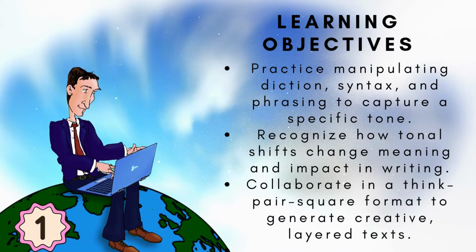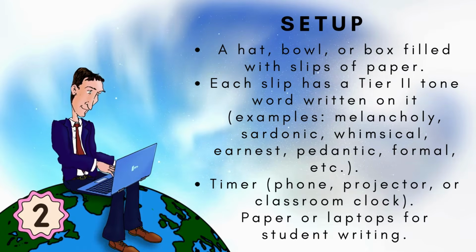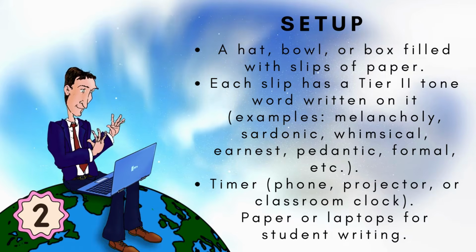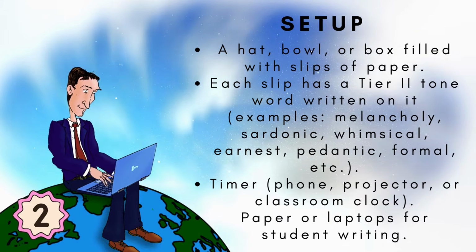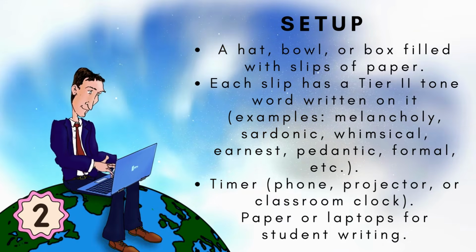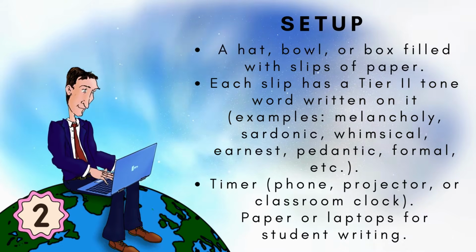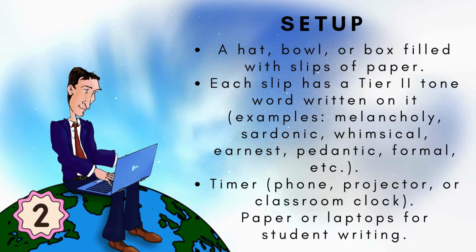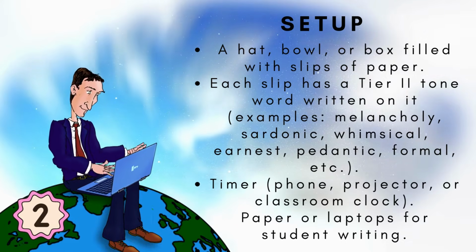In terms of the setup, I've alluded to this. You could put a hat, a bowl, a box, fill it with slips of paper containing the tonality words. Each of the slips is going to have a tier 2 level tone word written on it. So it could have like melancholic, sardonic, whimsical, earnest, pedantic, formal, objective, etc.